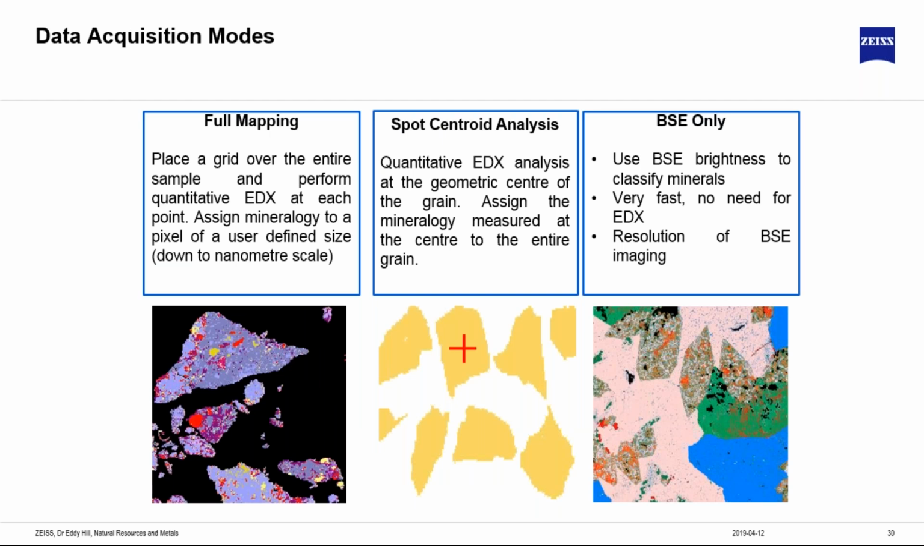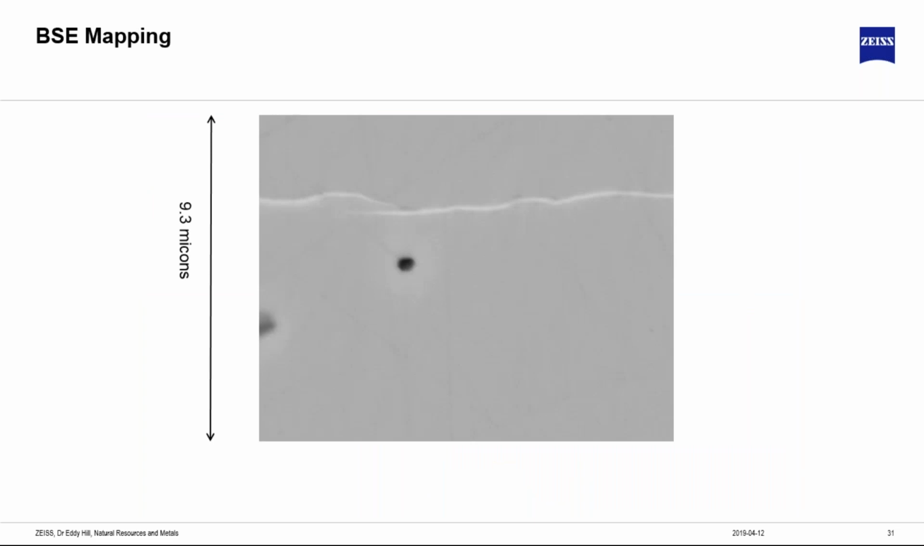Using the BSC brightness is another method of classification. We can either use it in addition to the mineral library, or we can classify on its own using the gray level. It's very fast, as no EDS analysis is required, and the resolution is that of the BSC imaging. So this is, in some ways, our highest resolution analytical system.